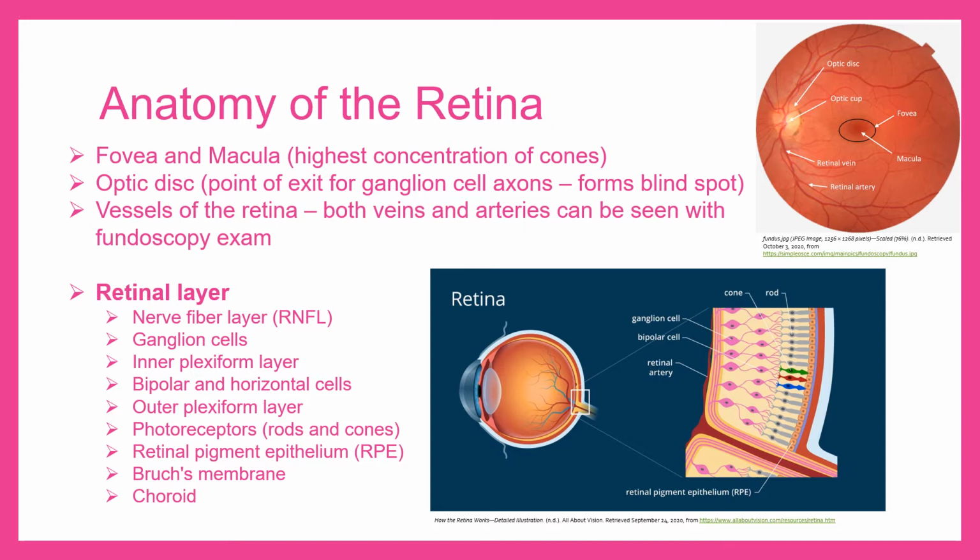The retina itself is composed of multiple layers as well. There's the famous retinal nerve fiber layer, or the RNFL, the ganglion cells whose axons will converge into the optic nerve, the inner and outer plexiform layers, and the photoreceptors, of course, composed of the rods for low intensity light and cones for the higher ones, and the retinal pigment epithelium and Bruch's membrane, which acts as the border between the retina and the choroid.